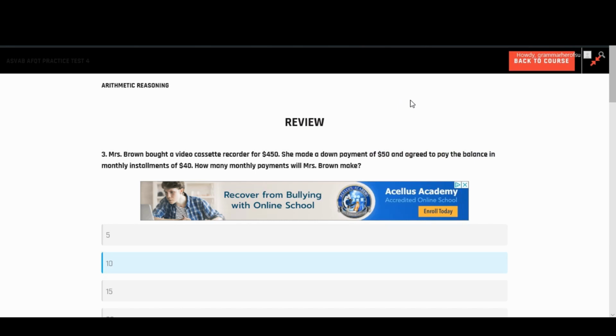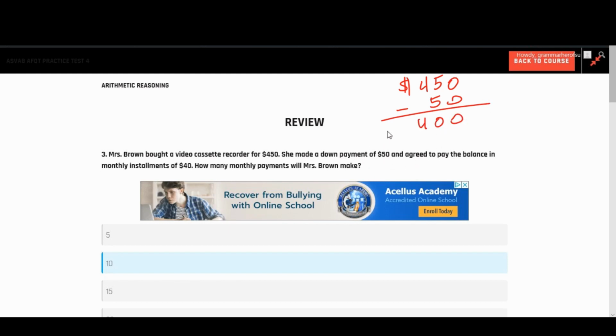Okay, number 3 says Miss Brown bought a video cassette recorder for $450. She made a down payment of $50 and agreed to pay the balance in monthly installments of $40 a month. How many monthly payments will Miss Brown make? Okay, so the down payment is the amount you put down right away. So in that case, that's going to be taken away from the total from the get-go. So 450 minus 50, which is going to give us $400.